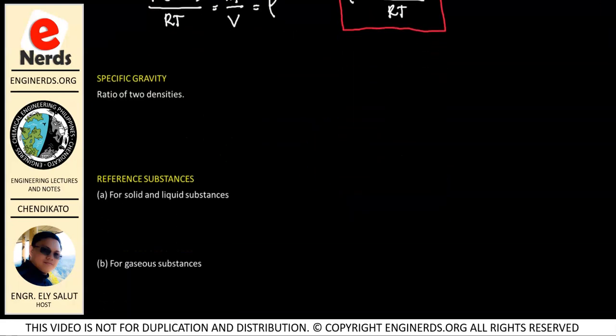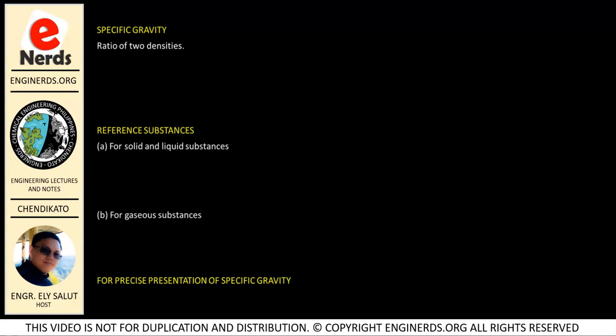Okay, so now ano naman itong tinatawag nating specific gravity? Well, specific gravity is the ratio of two densities. Okay, so this is a sort of comparison between the density of our substance of interest and our reference density. So let's say we have our specific gravity of, let's say, substance A. No? Identify na natin yung substance A. So this will be equal to the density of our substance A over the density of our reference substance.